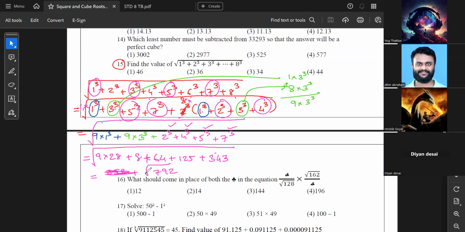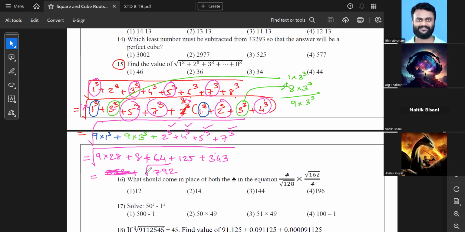Sir, I don't have a query. I have a formula: 1 cube plus 2 cube plus 3 cube all the way to n cube is equal to n into n plus 1 by 2, the whole square. Wait, let me just think over it. So we can even calculate it by this. n into n plus 1 upon 2, the whole square, it might be, right? Yeah, upon 2. Yeah, that is also a formula.